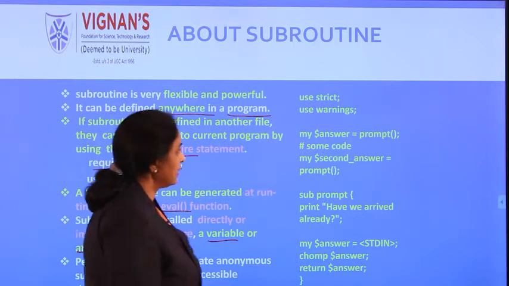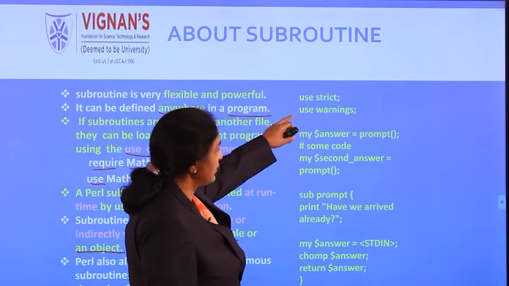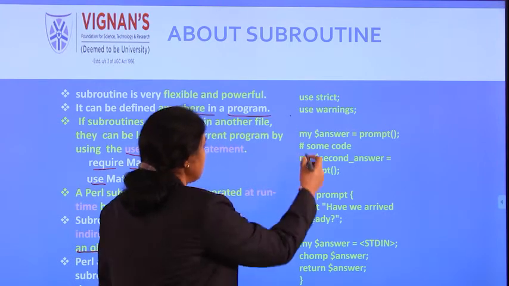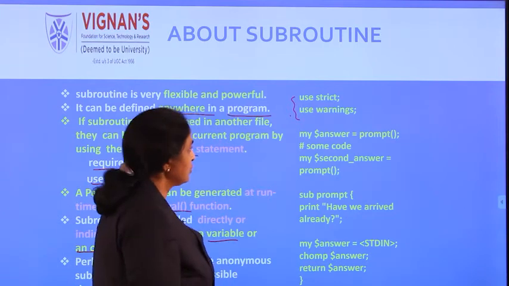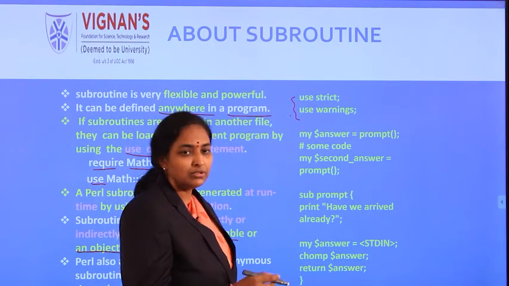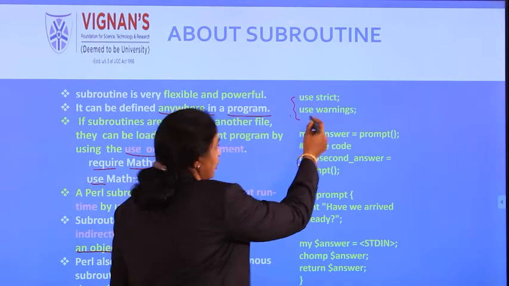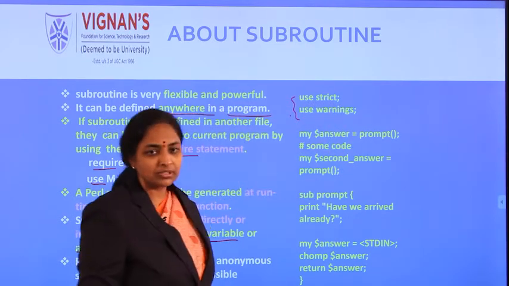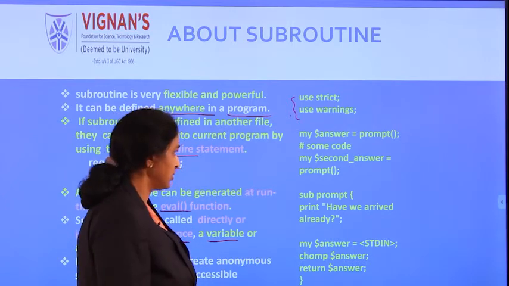Now see, here I am presenting one use case. Use strict and use warnings. You know that these are the two instructions we use in our program, so that further problems can be observed with the help of warnings, and strict is nothing but to avoid errors. We are going to use those statements.